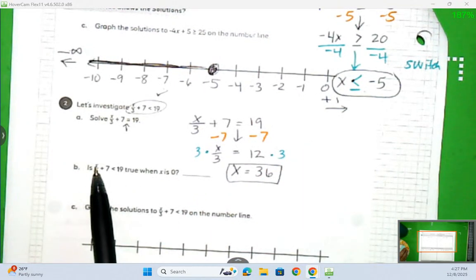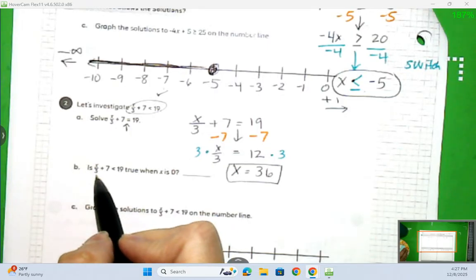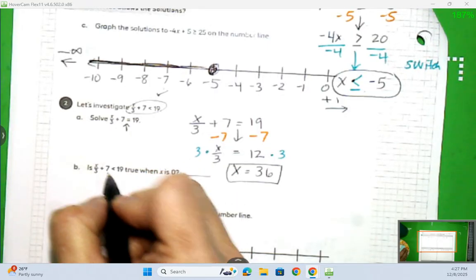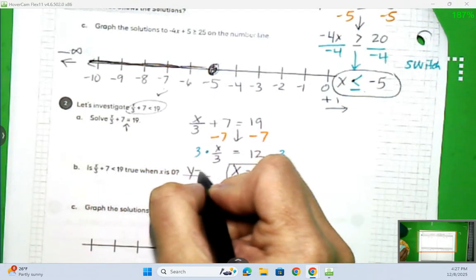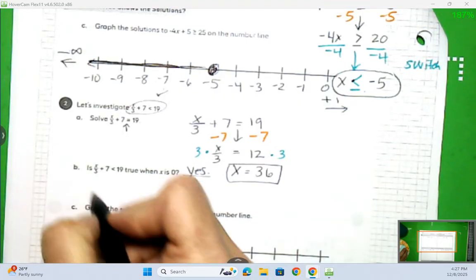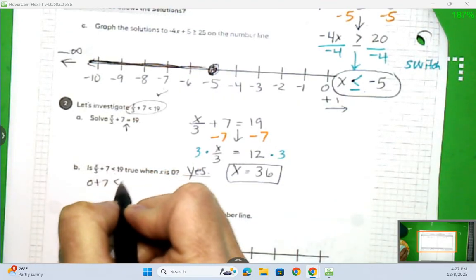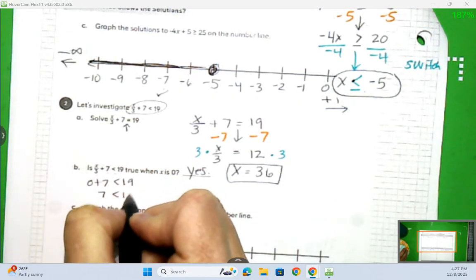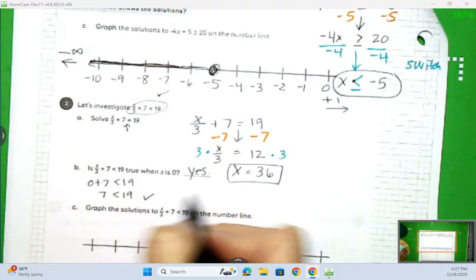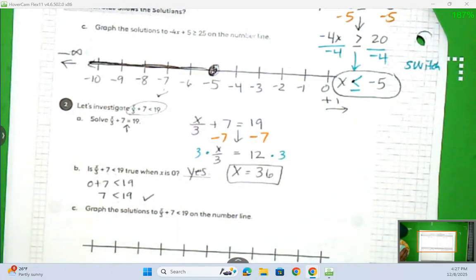Is this statement true when x is 0? Well, 0 divided by 3 is 0. 0 plus 7 is less than 19, so yes. 7 is less than 19. Since it's a true statement, we can say yes.